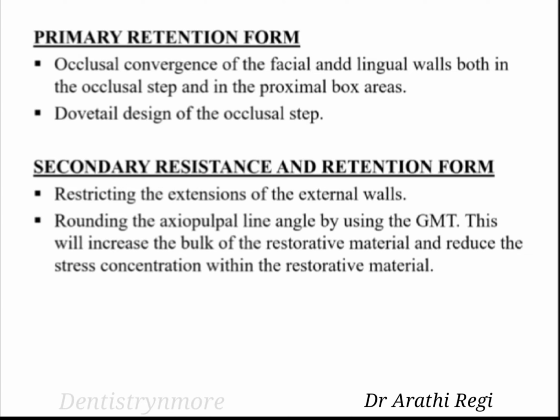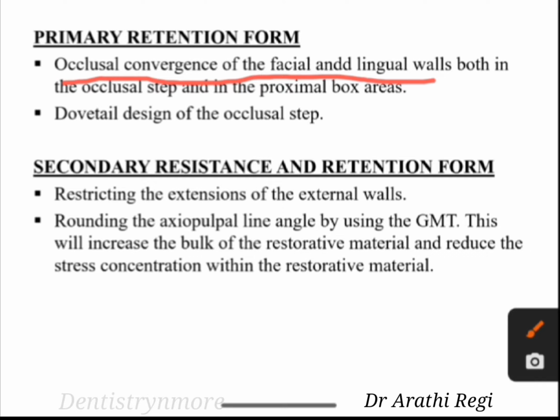Next one is primary retention form, and you should note two points: occlusal convergence of the facial and lingual walls, both in the occlusal step and in the proximal box area, and the dovetail design of the occlusal step. The secondary resistance and retention form includes resisting the extensions of external walls that we mentioned earlier, and the rounding of the axiopulpal line angle by using the instrument GMT, gingival marginal trim. This will increase the bulk of the restorative material and also reduce the stress concentration.